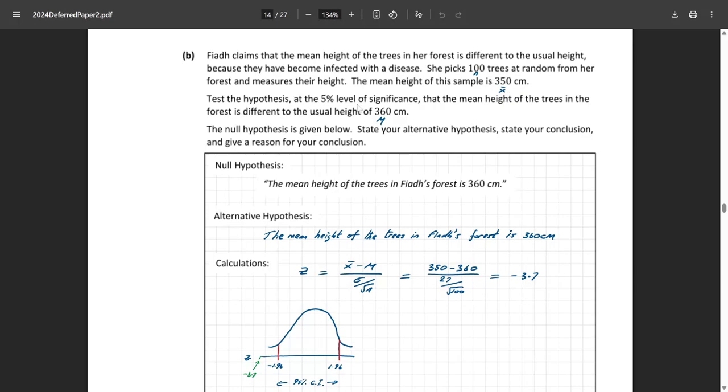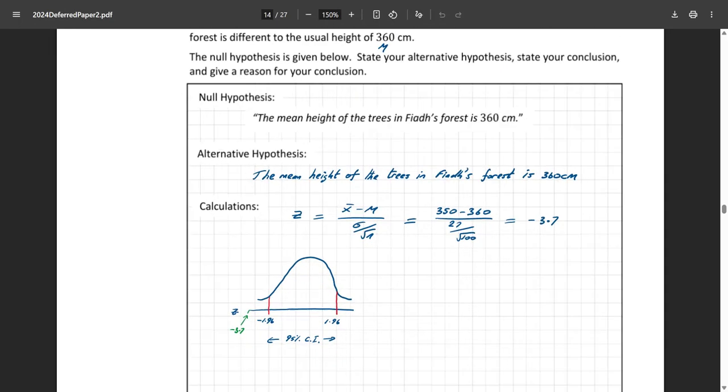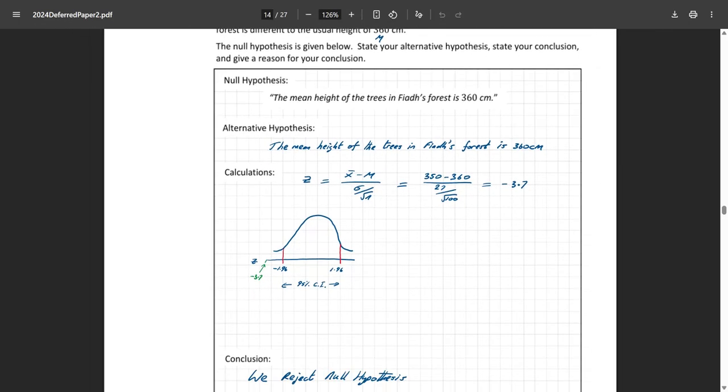The standard dev is the same as before, 27. And the mean for the whole population of trees, so all the trees in the forest, is supposed to be 360, and in your sample it's 350. You fill in those two, and you divide by 27 over the root of your sample size n, which you label up here, n is 100 trees. And you get minus 3.7. What does that minus 3.7 tell us? That's how far away we are from the mean, and we're way out. In terms of Z scores on the Z line, you have to be between minus 1.96 and plus 1.96 to be within the 95% confidence interval. We're way outside it. So the way we say that is we reject the null hypothesis.